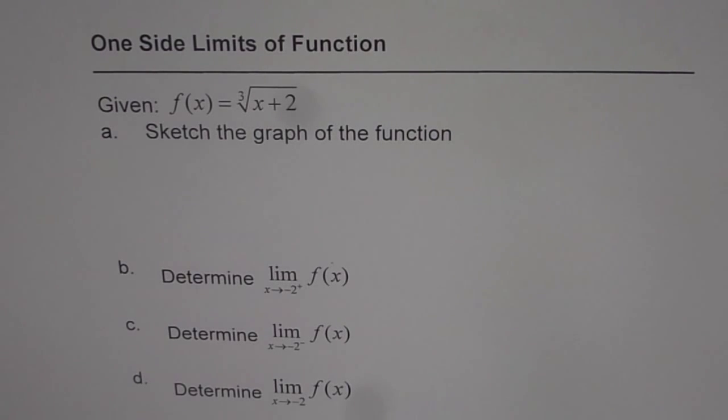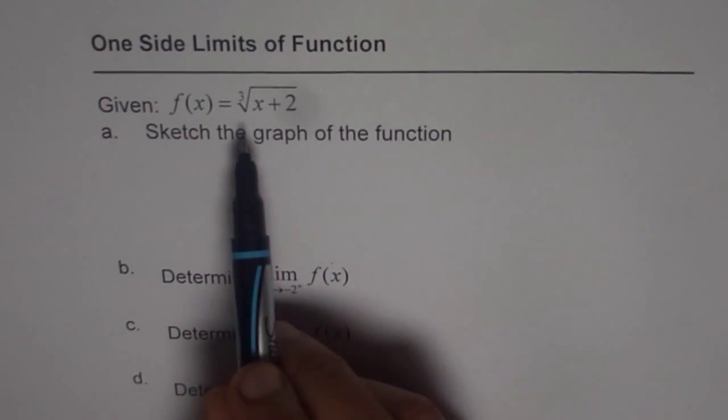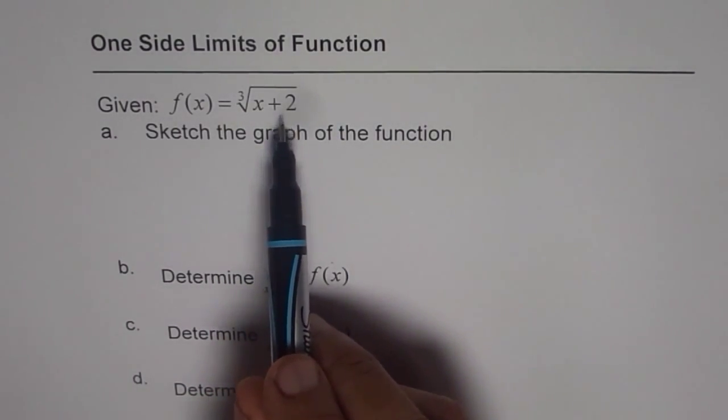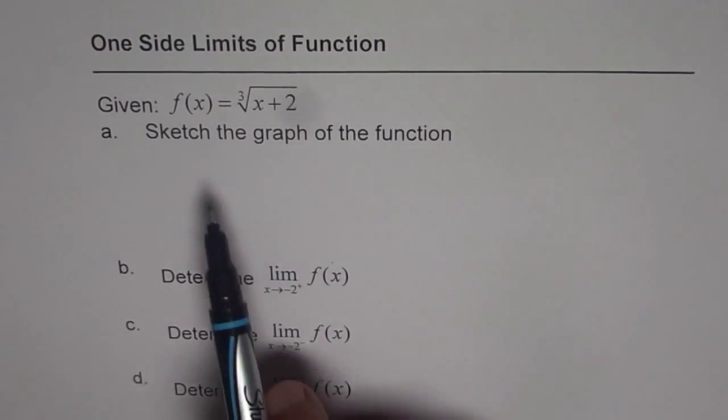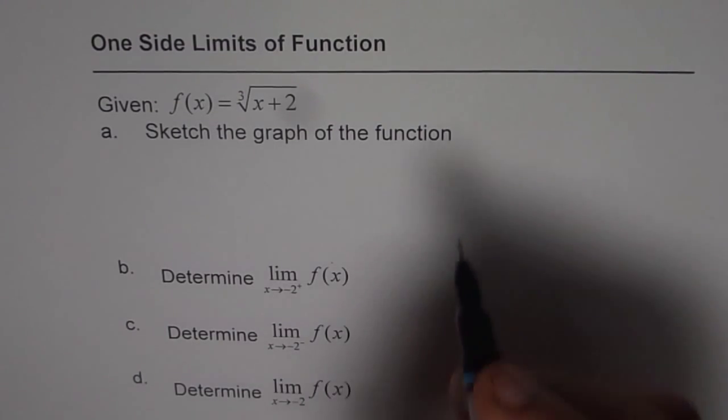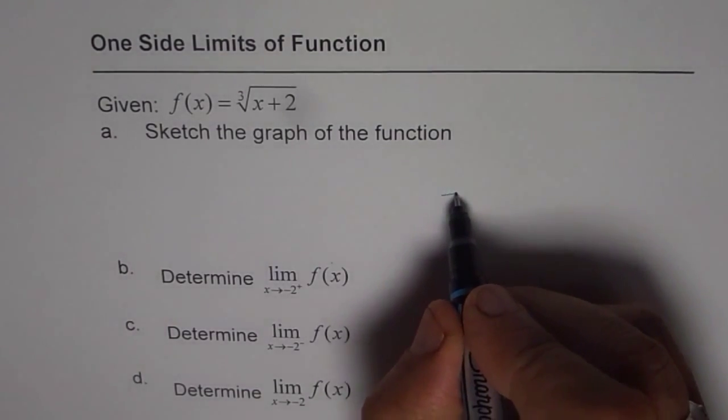Given function f of x equals cube root of x plus 2. So we have a transformed cube root function here, 2 units translated horizontally left. Sketch the graph of the function. Then we need to find the limit of this function as x approaches minus 2 from the right side, x approaches minus 2 from the left side, and determine the limit of this function as x approaches minus 2. So let's begin by sketching the function itself.